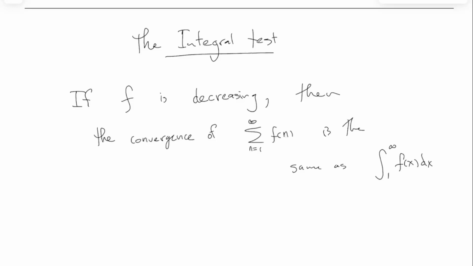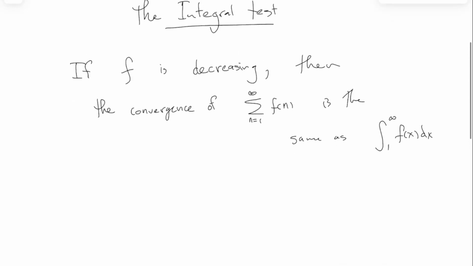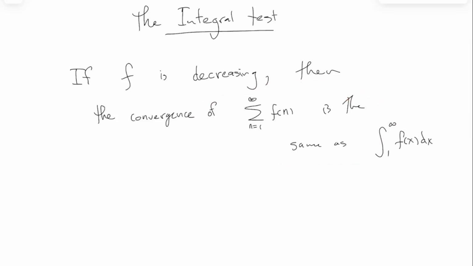All right. I say the convergence is the same. What I mean is if one of them converges, then the other converges. And if one of them diverges, then the other one diverges. So another way, to me, I find it easier to just remember, okay, if I want to know if this one converges or not, that's the same as if this one converges or not. That's what I mean when I say the convergence of this is the same as this.